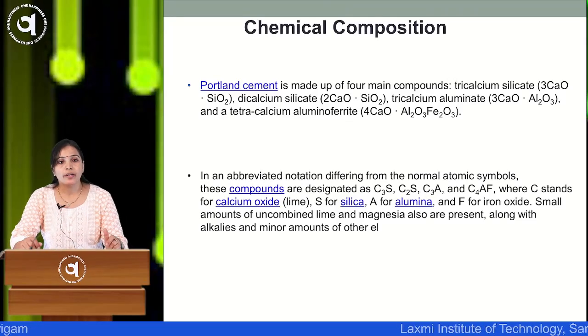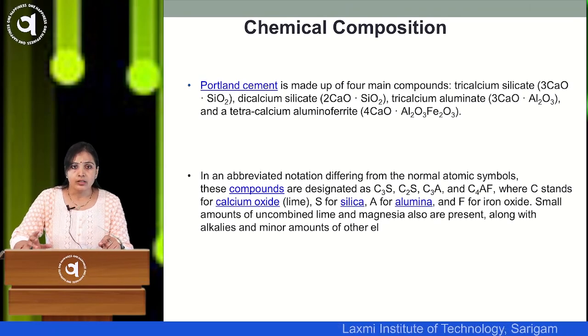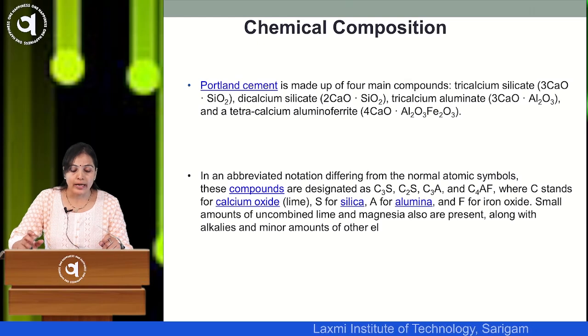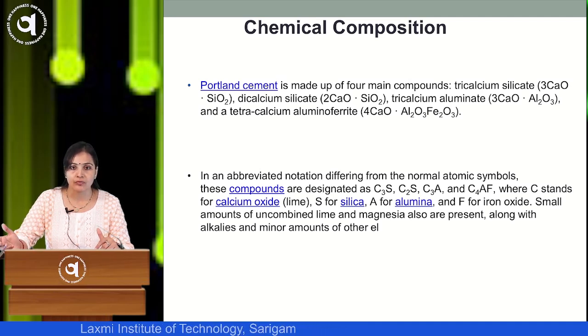Now this is very important: the chemical composition, before we go to the types of cement. So this is the chemical composition of Portland cement. It is made up of 4 main compounds: tricalcium silicate, dicalcium silicate, tricalcium aluminate and tetracalcium aluminoferrite. In abbreviated notation, different from the normal atomic symbols, these compounds are designated as C3S, C2S, C3A and C4AF. C stands for calcium oxide, S for silica, A for alumina and F for iron oxide.